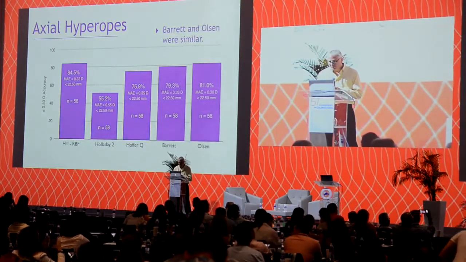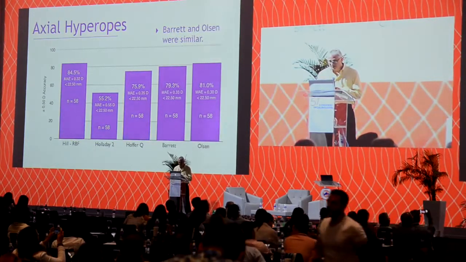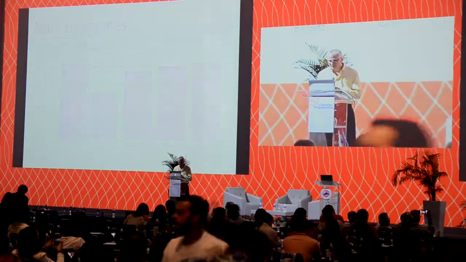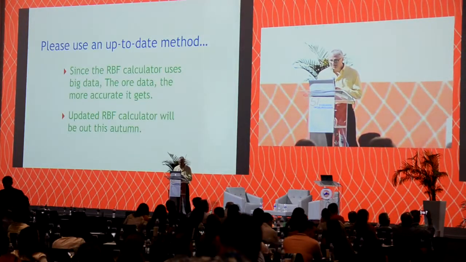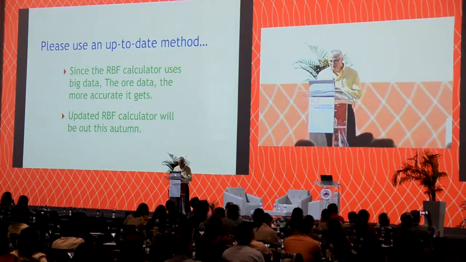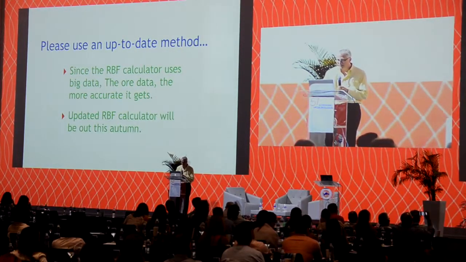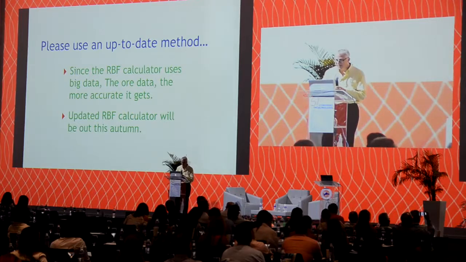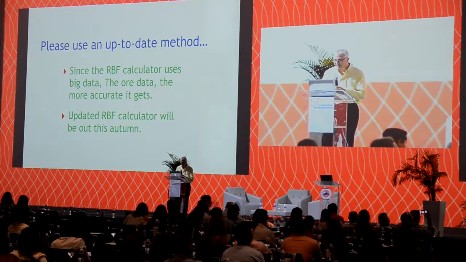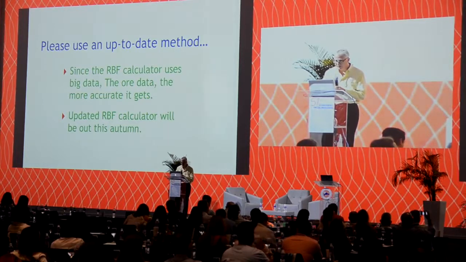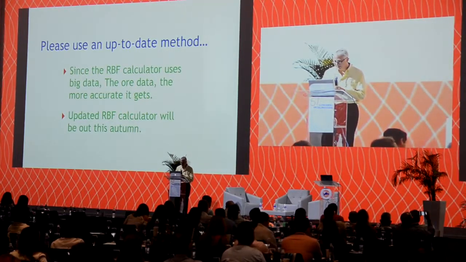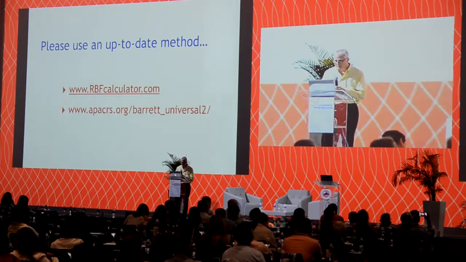Did a little bit better with the Barrett and Olsen, but the RBF still really prevailed, and this was on the first data set. So please use an up-to-date method for your calculations. And since the RBF calculator uses big data, the more data it gets, the more accurate the outcomes will be, and this is constantly being updated. There's going to be a new update of the calculator out this autumn on tens of thousands of data points.